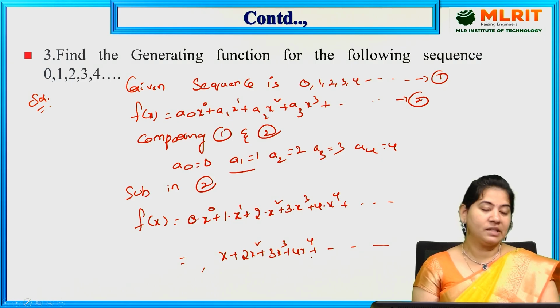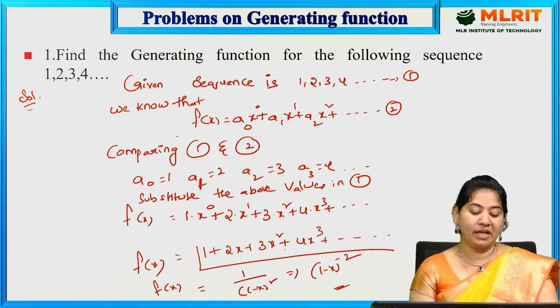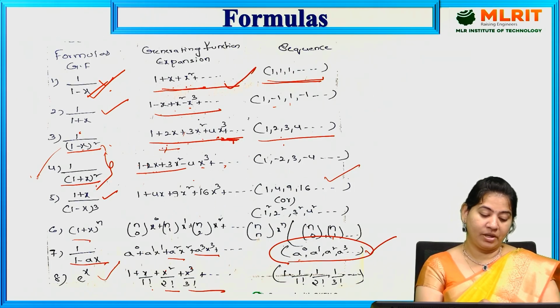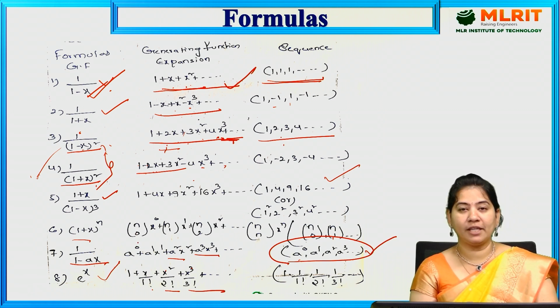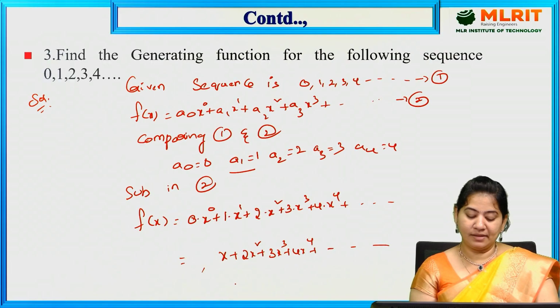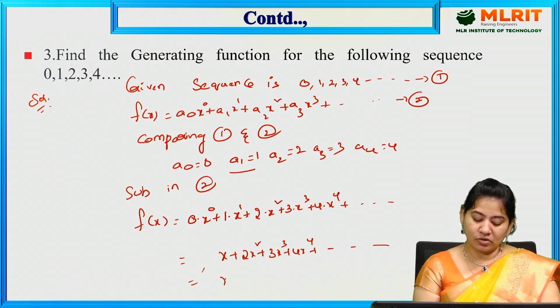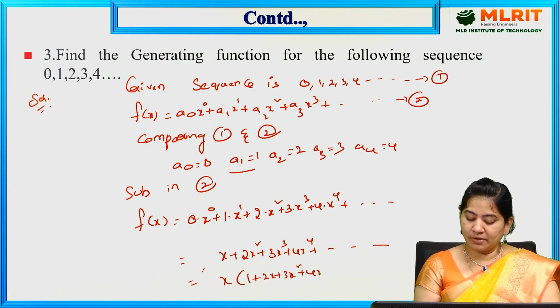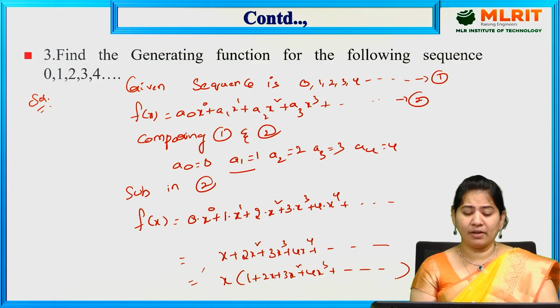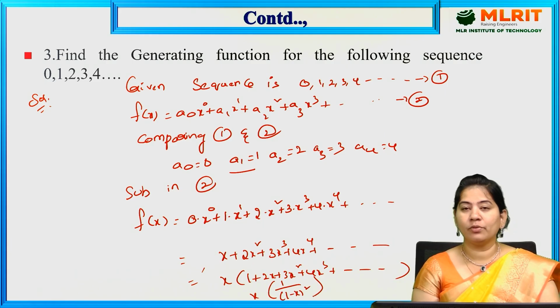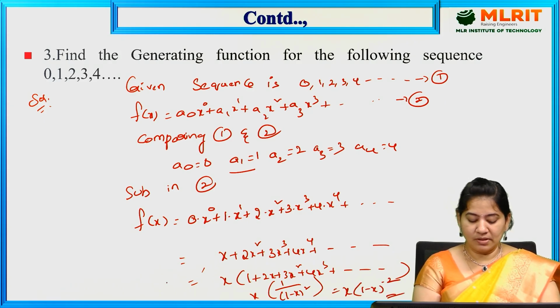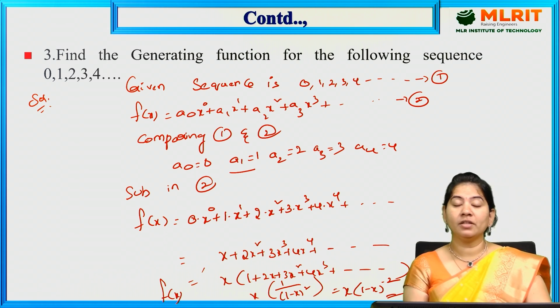Now just observe in the previous slide whether we have a formula for this. We don't have it here. Why? Because the formula starts with 1, but the answer you got starts with x. So we will not get the answer directly. What we have to do is take x common, then you will get 1 plus 2x plus 3x^2 plus 4x^3, and so on. Then we have the formula, that is x into 1 by (1 minus x) whole power 2, which is nothing but x into (1 minus x) whole power minus 2. So this is the final answer, which is the generating function for the given sequence.